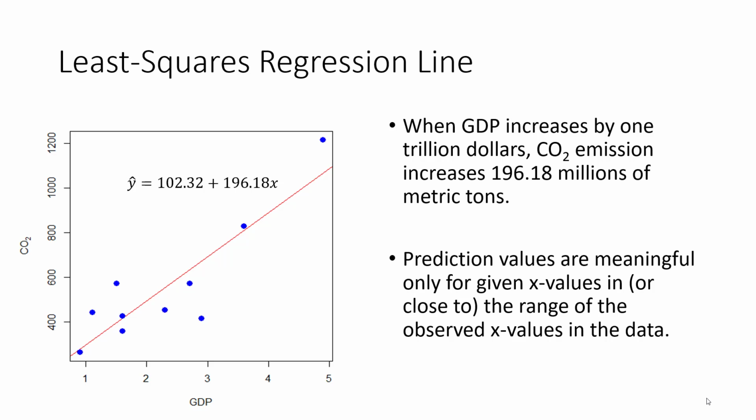In the GDP and CO2 dataset, the intercept is 102.32 and the slope is 196.18, meaning that when GDP increases by $1 trillion, CO2 emission increases 196.18 million metric tons. Keep in mind that you cannot extrapolate from the regression line too far outside the range of the observed data. It is because the data points outside the range may show a different pattern from the existing data.